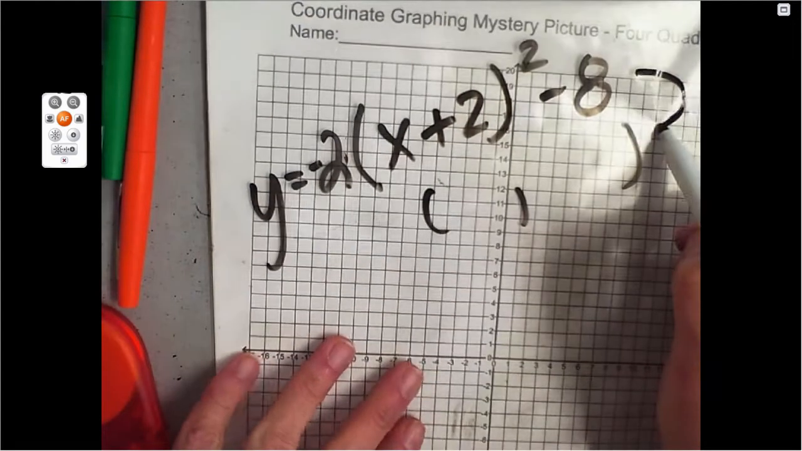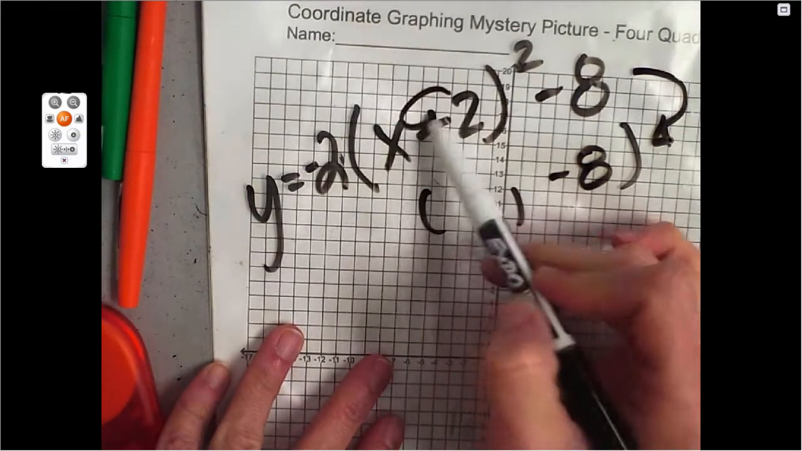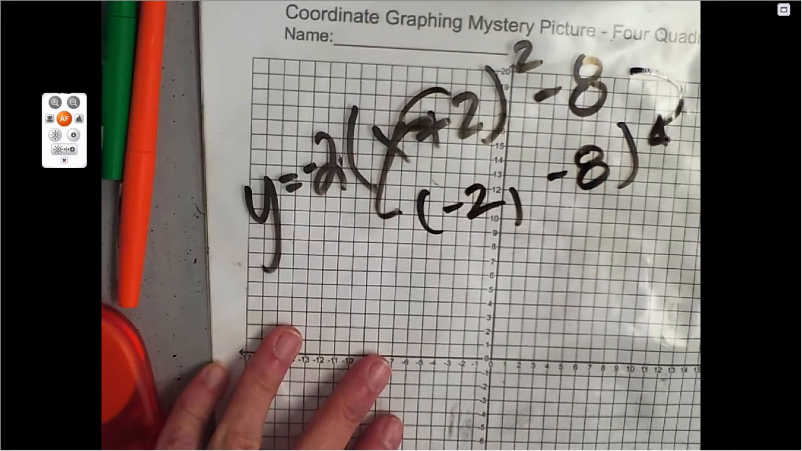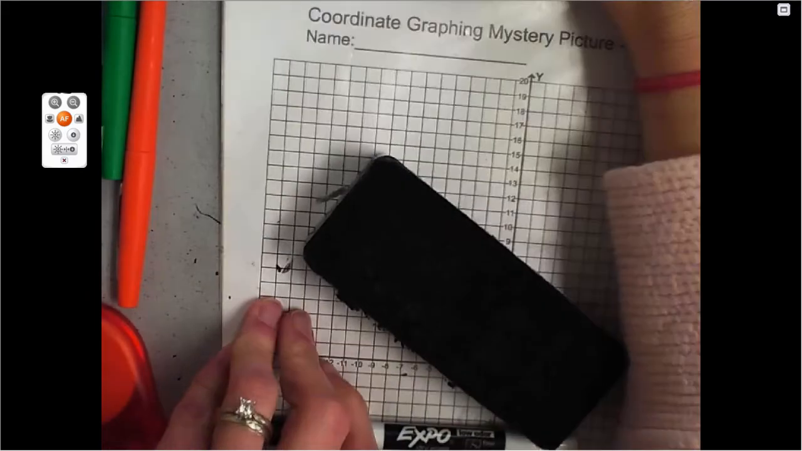So the vertex is not changed, guys. That's what we've been doing for 2 or 3 days. Vertex is -2, -8. Okay, go ahead and put your whiteboard away.